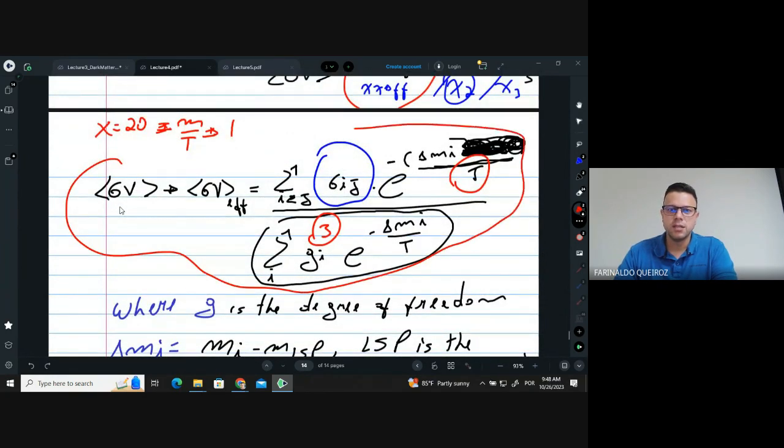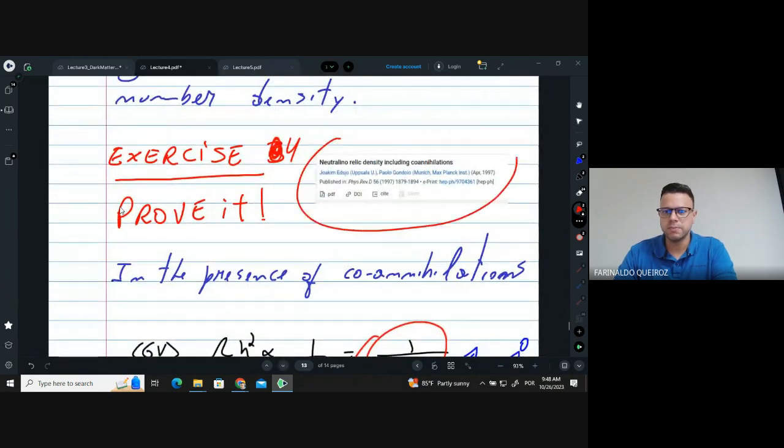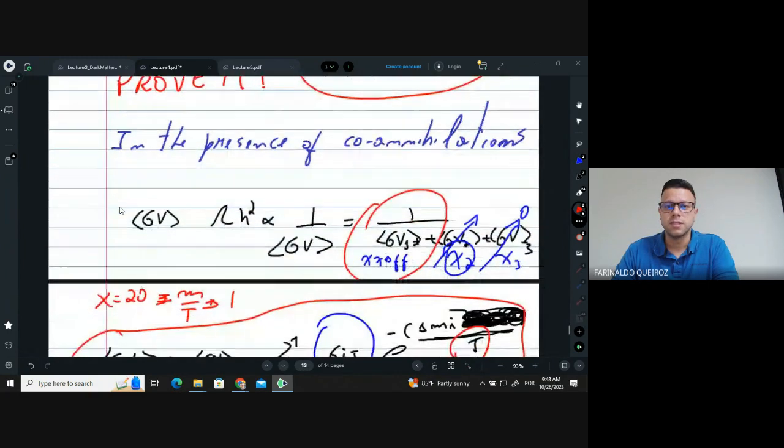So that's what I asked you to prove, to prove this equation. And the explicit derivation is in this paper. This paper has, I don't know, 800 or 900 citations, something like this. It's quite famous.